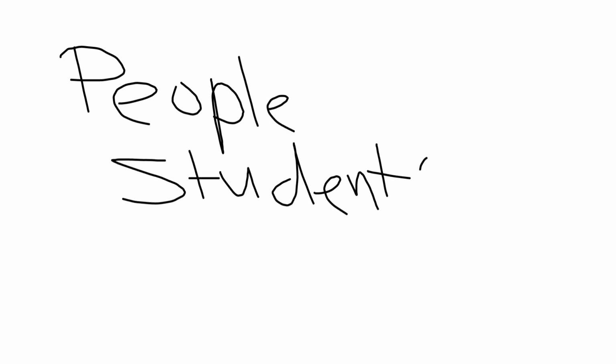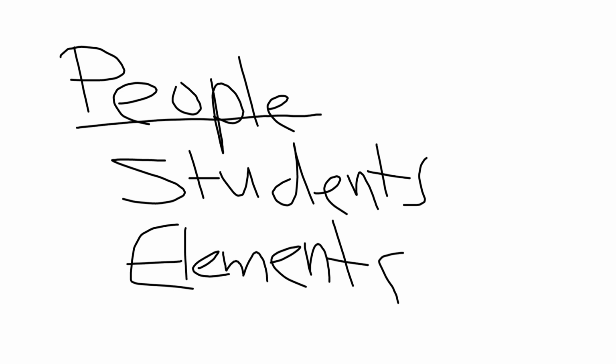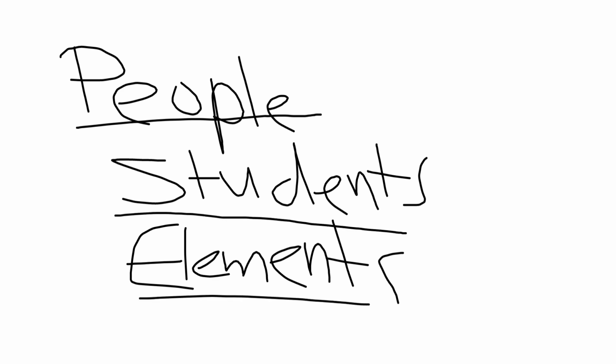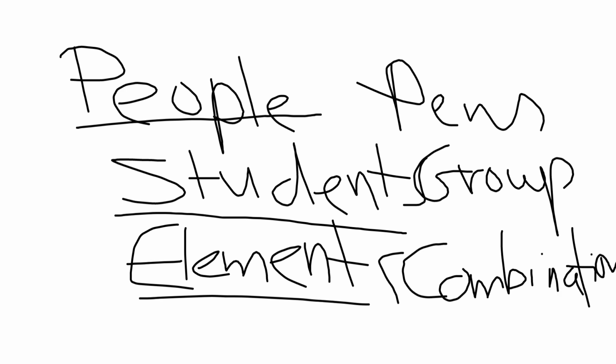What are the words of coding? If I find them, it's combination. How do I know this is combination? When I find the word people, or students, or elements, or pens, or group. These words by coding, this is combination.